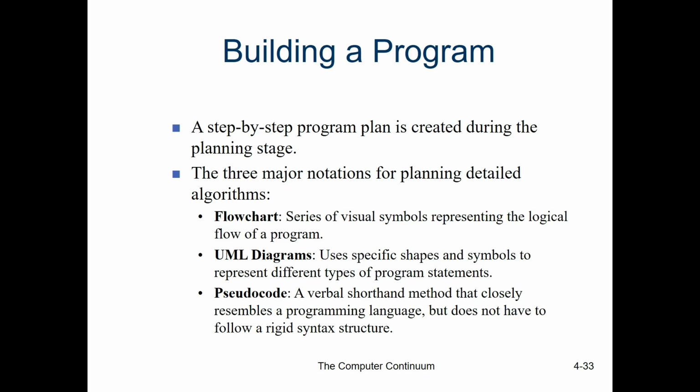Okay, so a flowchart is basically a visual representation of the logical flow of a program, that is, what would happen if I go here, I go there, and that sort of thing. UML is sort of the same thing but with a different representation, and pseudocode is actually writing the algorithm in simple words. We use verbal shorthand methods that closely resemble a programming language, but they don't follow any syntax or semantics. They don't really follow any programming syntax.